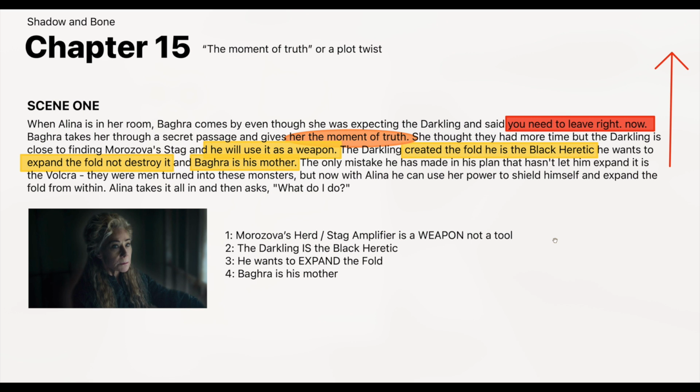The only mistake that the Darkling has made in his plan that hasn't let him expand it on his own is the Volcra. If you remember way back in the beginning, the Volcra were initially our bad guys in the Fold, because our first goal was to cross the Fold while surviving, and the Volcra were the opposition to that.